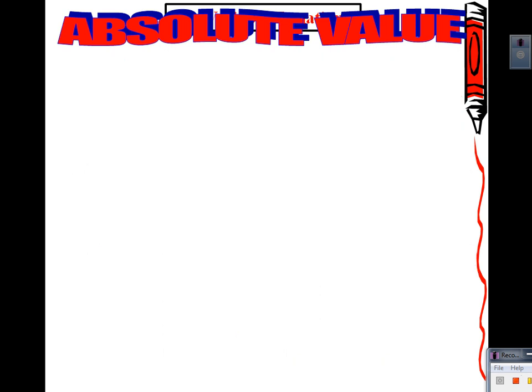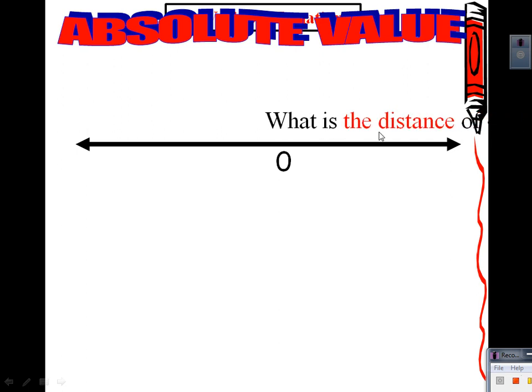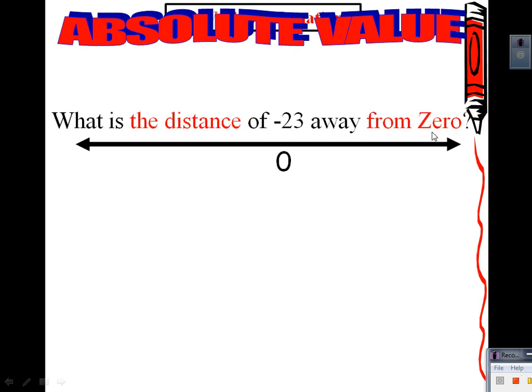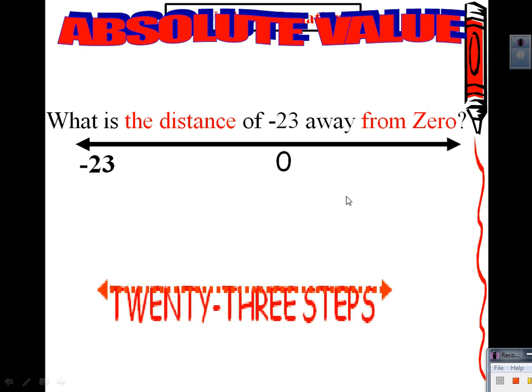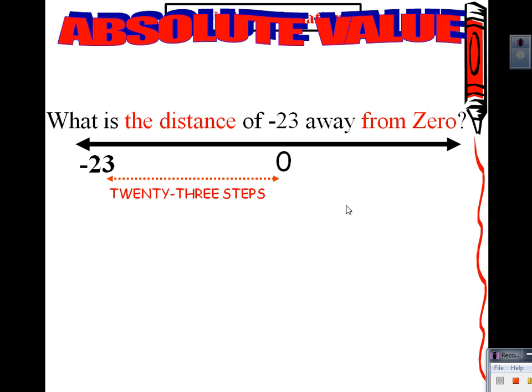Now, one way of presenting it is using the number line. Look up. Here's the number line. And the question is, what is the distance of negative 23 away from 0? Well, 1, 2, 3, 4, 5, 6, 7, 8. How many steps is it away from 0? 23. Do we say negative 23? No. Therefore, what can we establish? The absolute values are all positive.